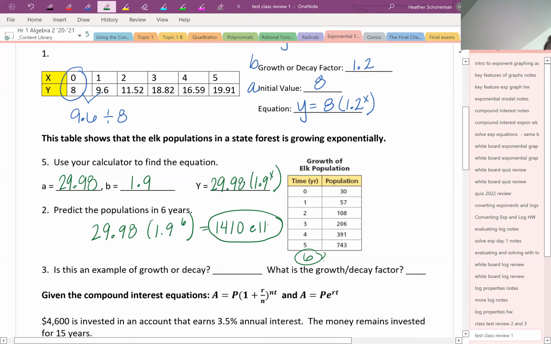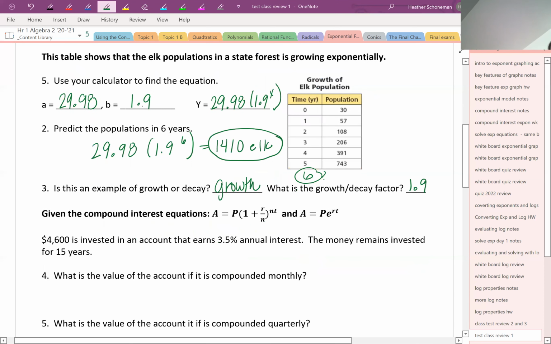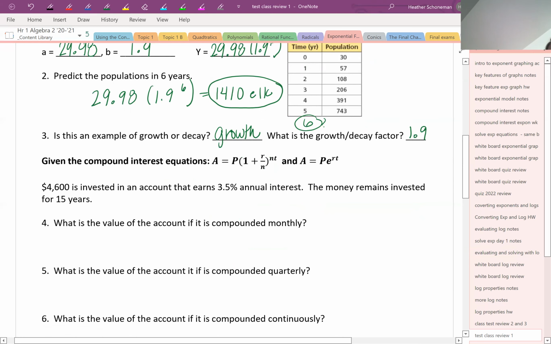This one is about elk. Again, you don't want a partial elk. Is this an example of growth or decay? Well, the number is getting larger as we go, so that is going to be growth. Our growth factor is always our B, which is 1.9. So there's nothing to calculate because you already did the calculations. Those match. B does represent your growth factor.